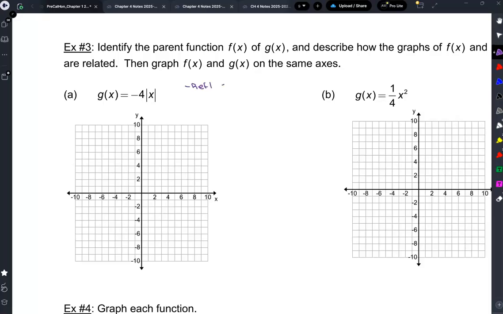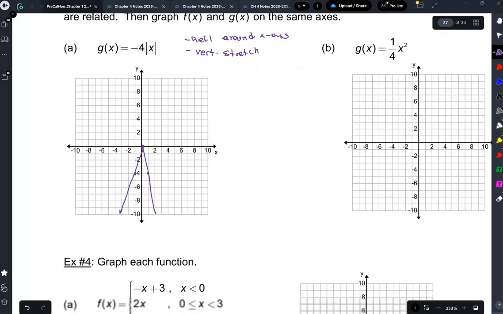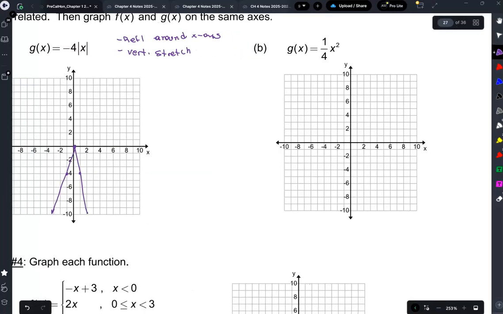If we wanted to describe how they're related, basically here there is a reflection around the x-axis, right? So there is a reflection around the x-axis, and then there is also a vertical stretch. Okay? So we start here, over 1, down 4, right? And that's how this looks. If this is an absolute value, you have to have a corner there. And here, this is just a vertical compression.